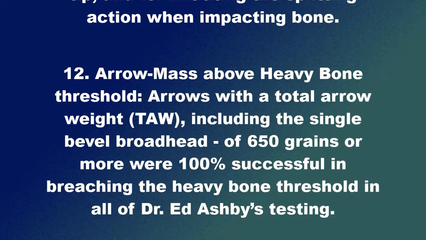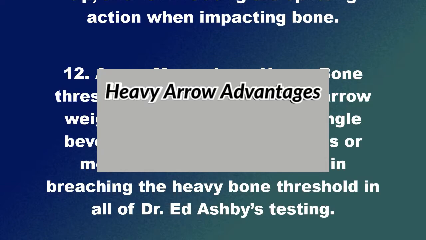Arrow mass above heavy bone threshold. Arrows with total arrow weight, TAW, including the single bevel broadhead, of 650 grains or more were 100% successful in breaching the heavy bone threshold in all of Dr. Ed Ashby's testings. Having a heavy arrow has other advantages other than just breaking heavy bone. Here are just two of the advantages.